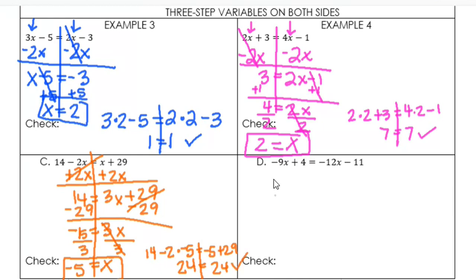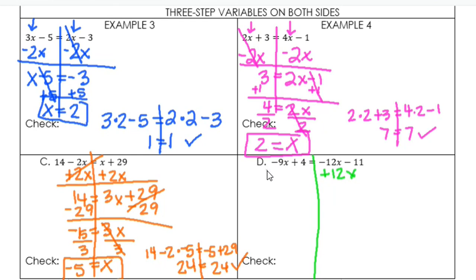All right, next problem. D, last one. Here we go. Do we have any grouping symbols? No. Do we have any like terms that we can combine? Nothing on the left, nothing on the right. Do we have variables on both sides? Yes. So let's compare to see which one we want to move. We have a negative 9x and a negative 12x. Which one's less? The negative 12x is less. So we're going to do the opposite, which will be plus 12x.